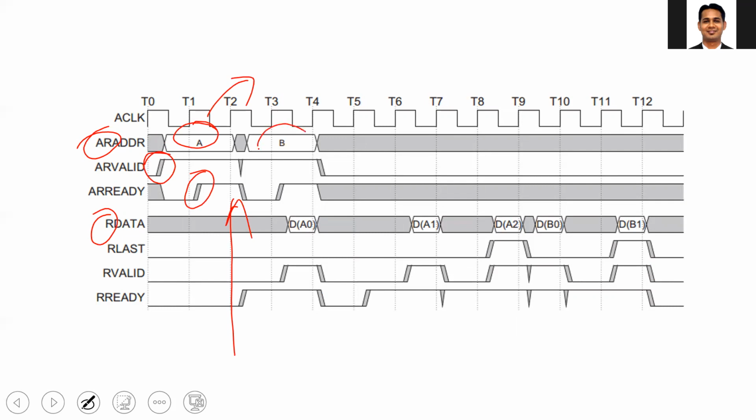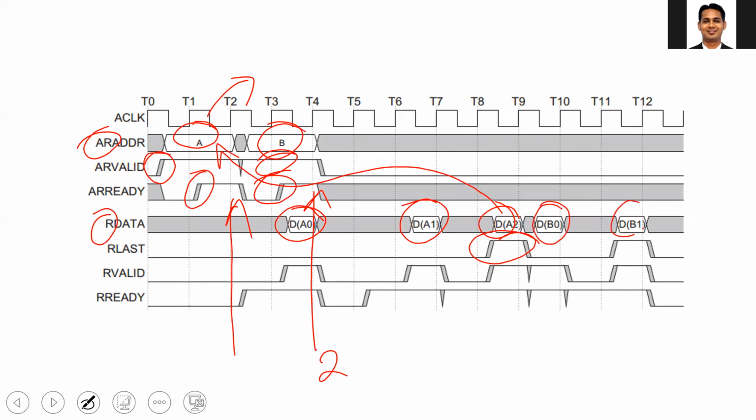Then the master puts another transaction request, again puts valid equal to 1, and the slave also makes ready equal to 1. That means at this point, the slave also accepts another read transaction. So now the slave has 2 read transaction requests. Then the slave first completes the first transaction, which consists of a burst length of 3. Then it generates the last signal, which indicates to the master that this transaction is completed. Then the slave performs the second transaction and generates the last signal to indicate to the master that the second transaction is also complete.